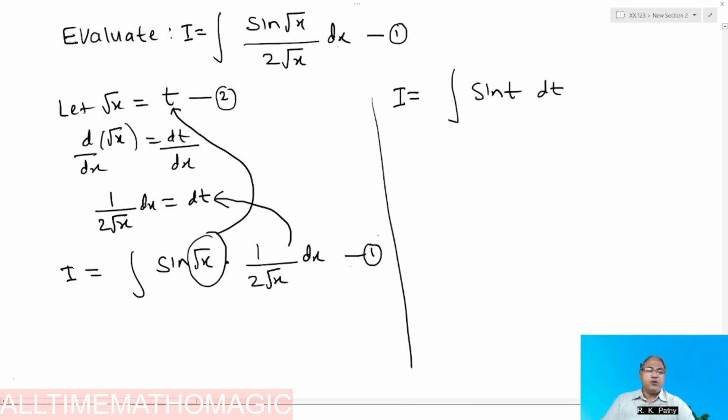Now this has been converted into a suitable form, and the problem has converted from one variable to another variable. Originally the variable was x, now the variable is t. So the question has converted from one variable to another variable. So integration of sine t with respect to t is nothing but minus cos t plus c. But what is the t? T is nothing but root x. So back substitution. Therefore I equals to minus cos root x plus c. This is the required solution. This way of integration is nothing but called integration by substitution method.